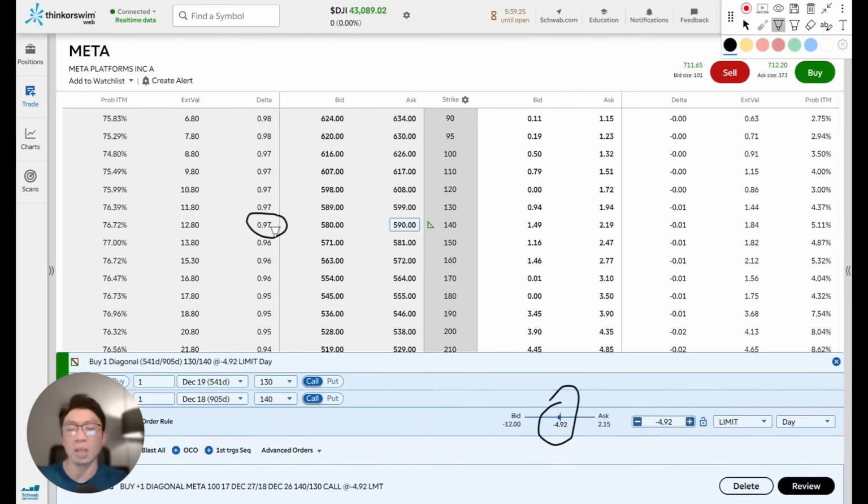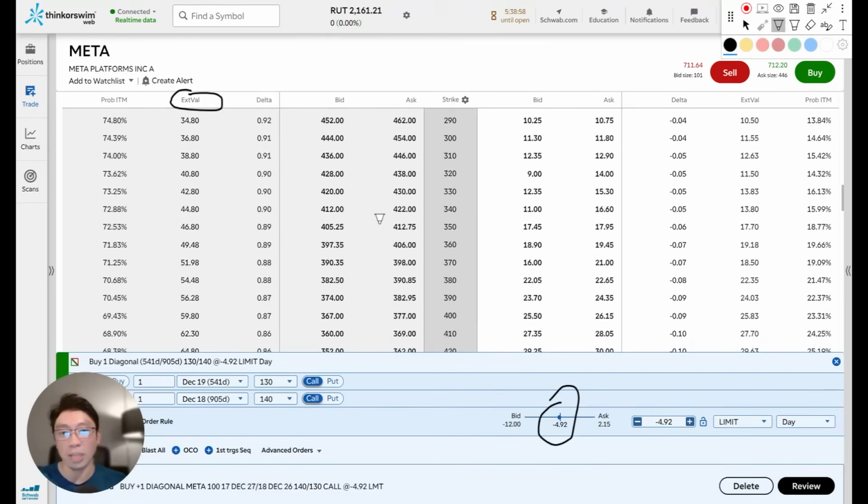So you might be wondering, Davis, why do you want to exactly do that? And the reason why I might consider doing this is mainly because of the extrinsic value. So like I mentioned before, extrinsic value is going to be our nemesis when we are buying options. So as much as possible, we do not want to buy the option where there's too high of an extrinsic value, because the higher the extrinsic value, the higher the theta decay is going to be as well.